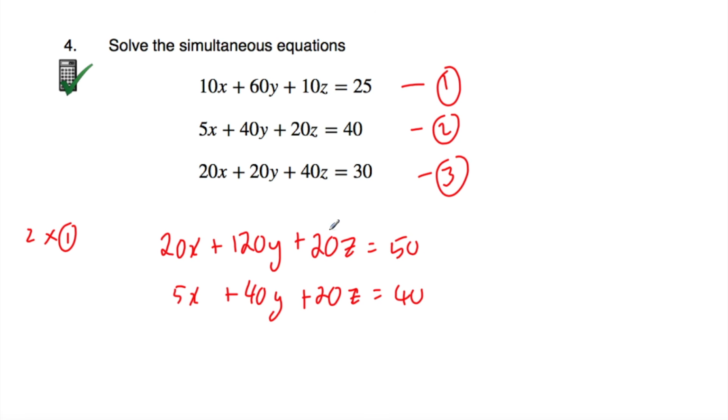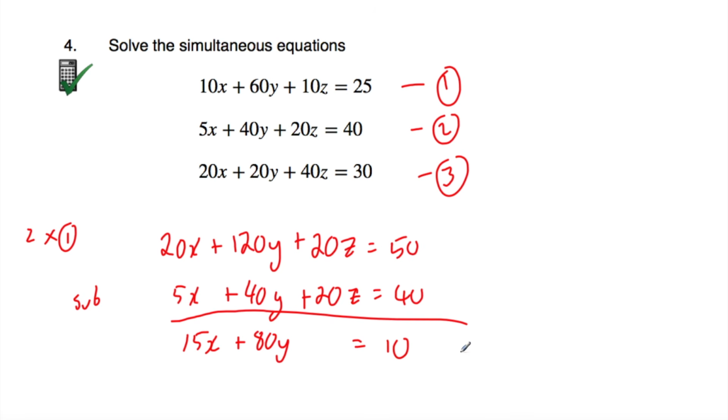And here you can see we've got our 20z and our 20z, so let's subtract those two equations. So we're going to do 2 times equation 1, subtract equation 2. So let's see what we get there. 20x, take away 5x, that'll be 15x. We've then got 120y, take away 40y, that's going to be 80y. And then the 20z, take away 20z, that's 0. And then 50, take away 40, that's equal to 10. So that's great.